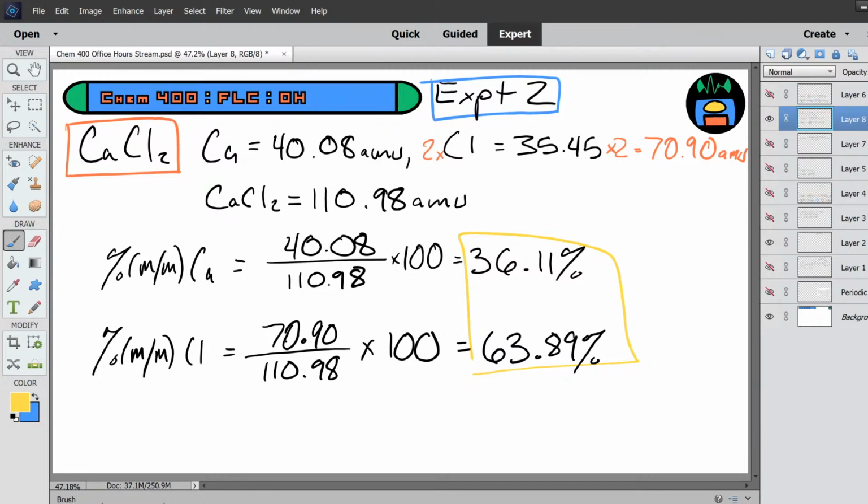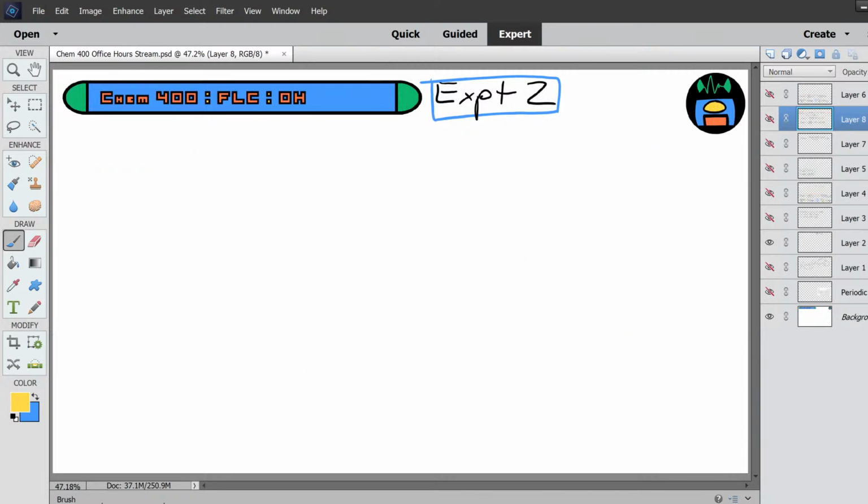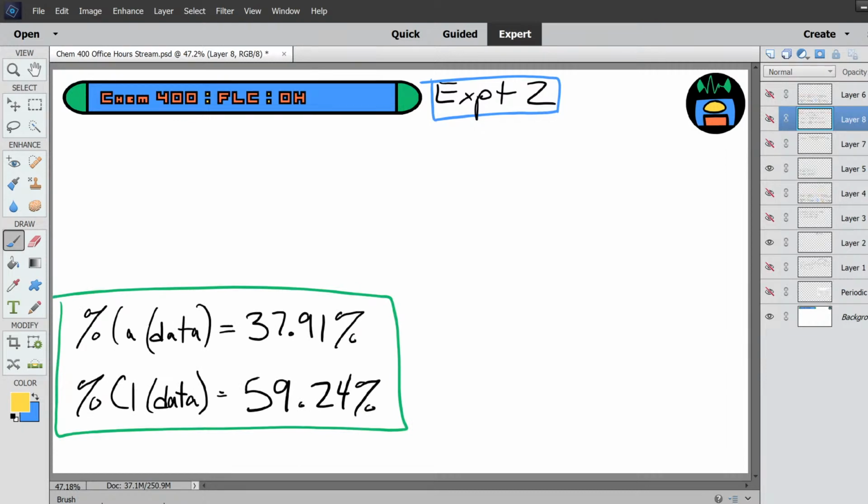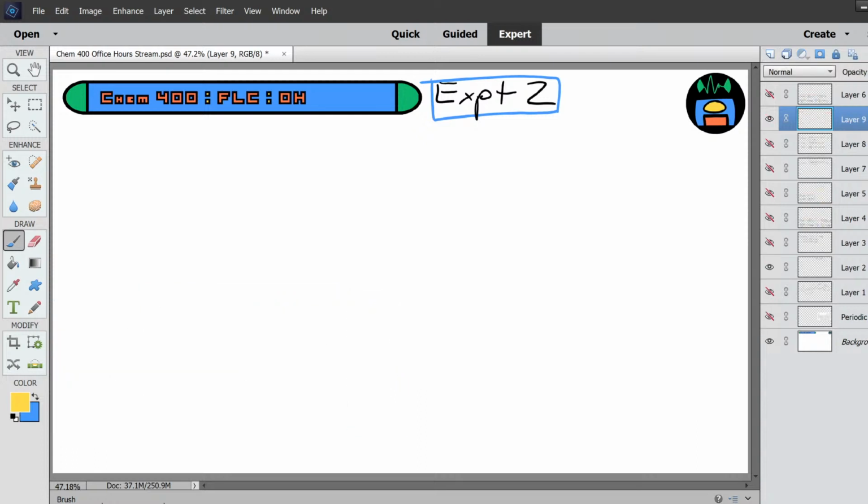Now that we have our correct values, we're ready to calculate some percent error. All right, so I just needed to remind myself of what my experimental value is. Amanda, you are welcome. All right, so let's calculate the percent error.